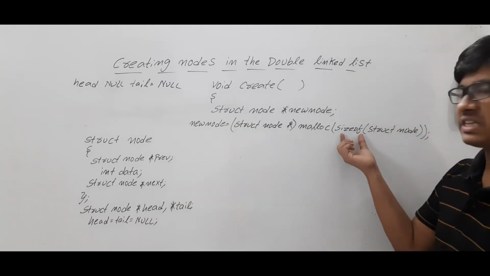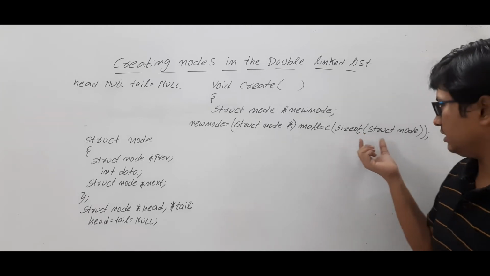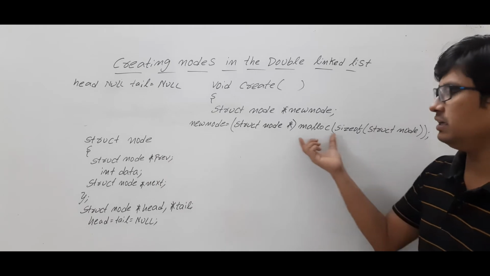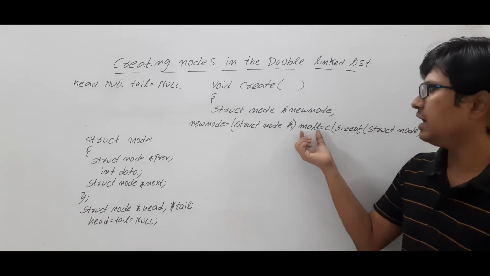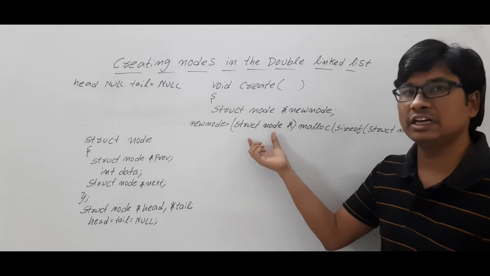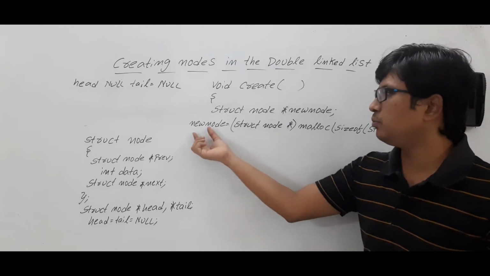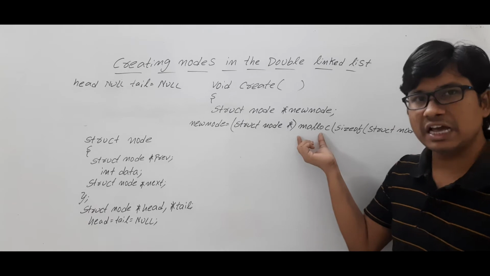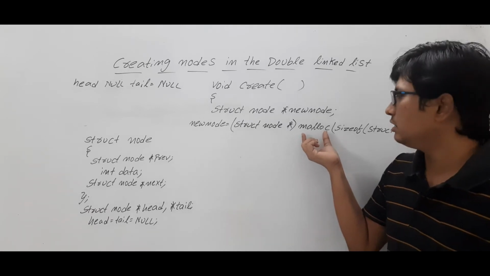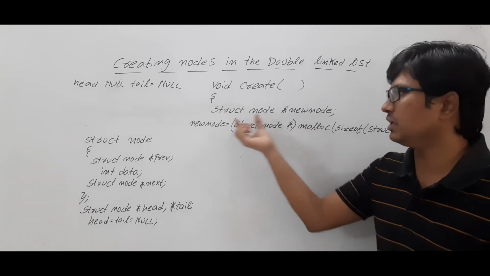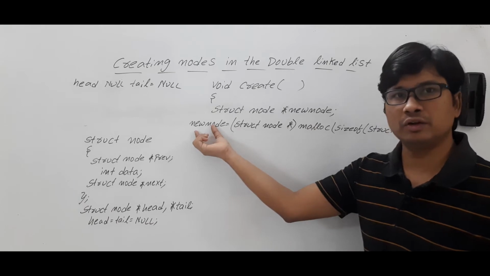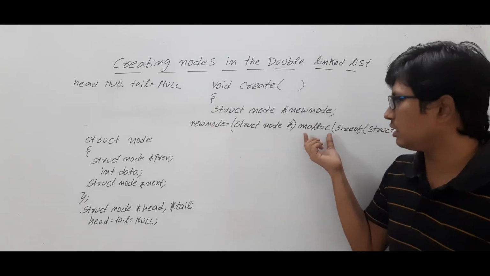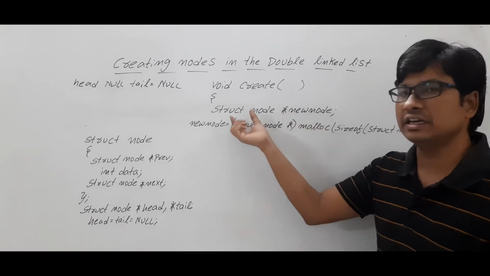So whatever the size, I am giving a sizeof operator and struct node. So how much memory is required, that much memory will be allocated during the runtime. And this malloc function will return a void pointer, but my pointer is a struct node pointer, so that's why I'm doing a typecasting. So if memory has been successfully allocated, the base address of the allocated memory will be stored in the pointer called new node. If due to some issue memory has not been successfully allocated, the malloc function will return a null value.